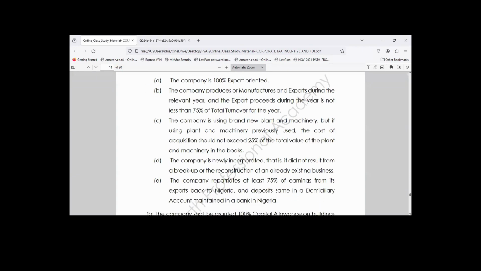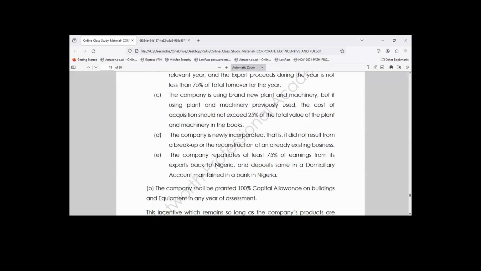Next, the company repatriated at least 75% of its earnings from exports back to Nigeria, meaning that the profit derived by the company from exportation of goods outside Nigeria, they repatriated it back to Nigeria.